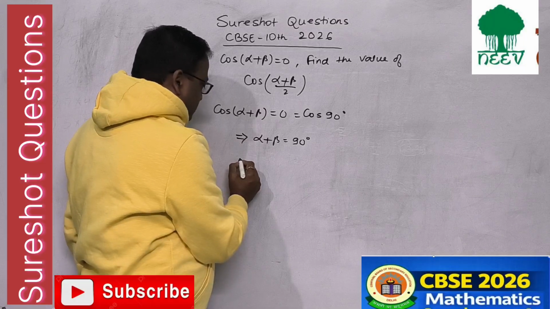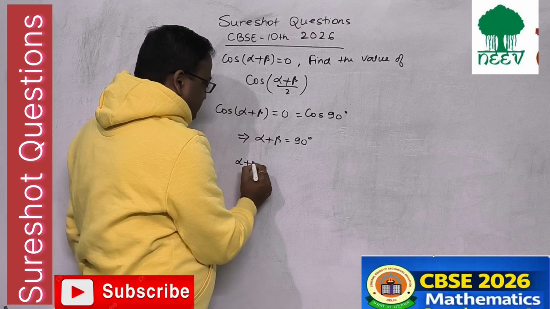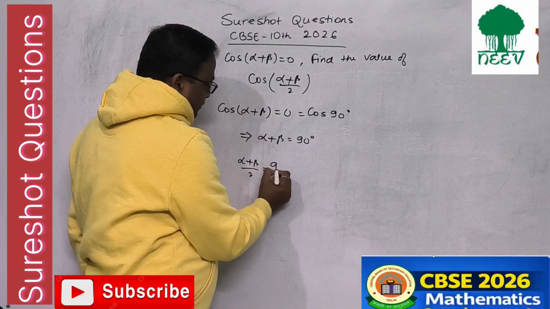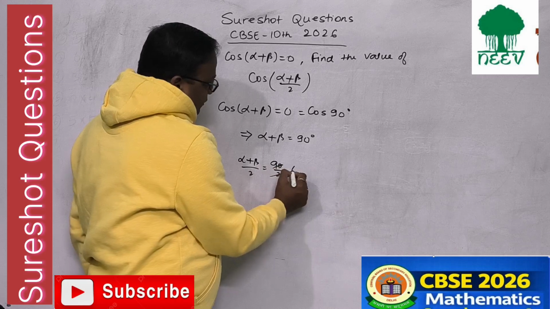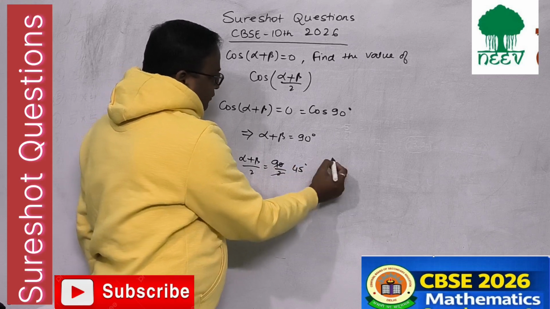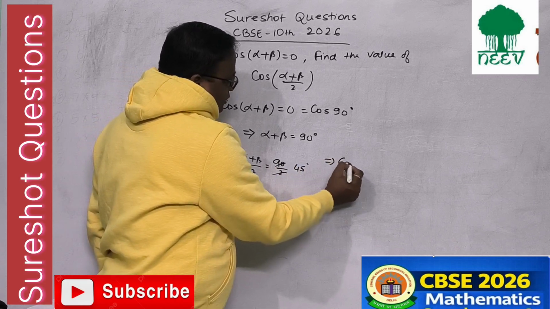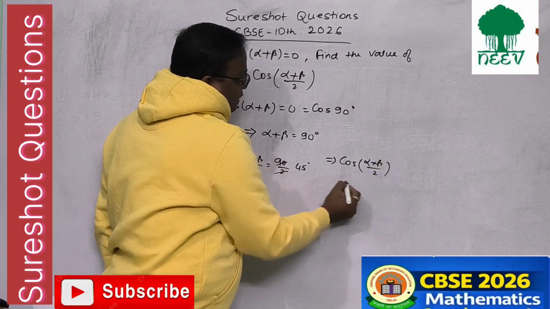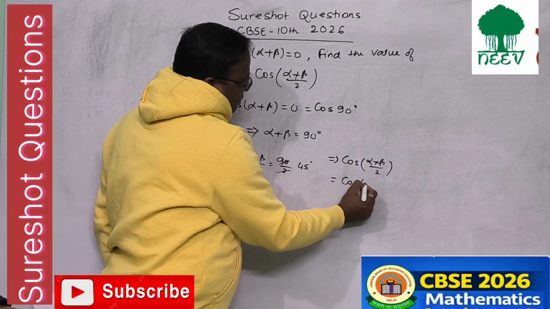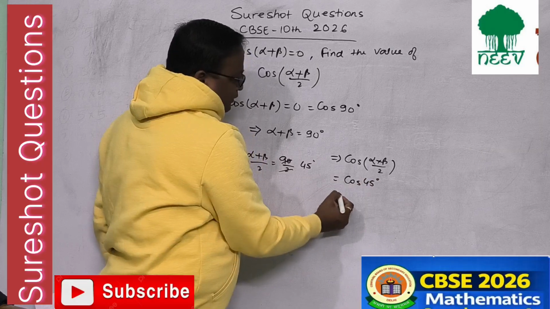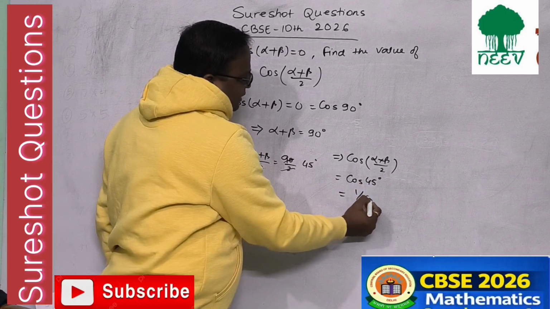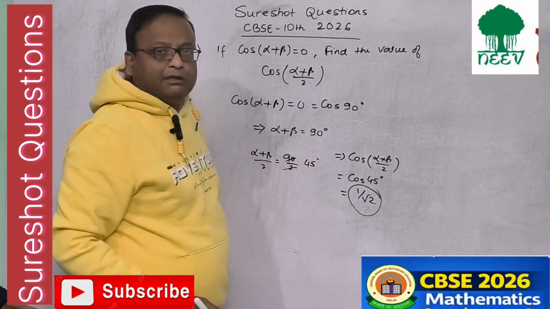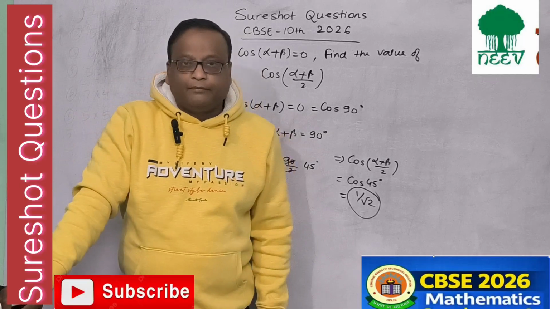Now (alpha plus beta) by 2 is equal to 45 degrees. So this implies cos of (alpha plus beta) by 2 is equal to cos 45 degrees. What's the value of cos 45 degrees? 1 by root 2. This is our answer. Okay.